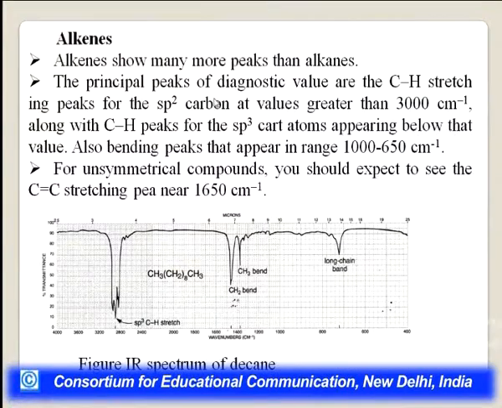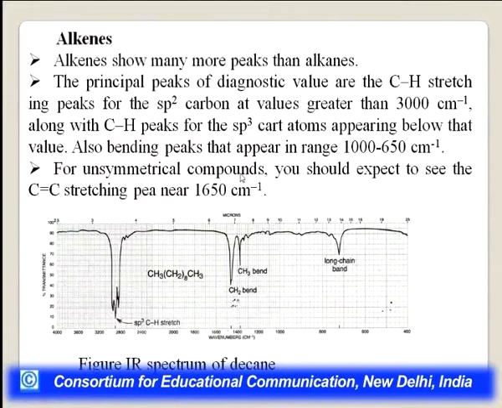Next hydrocarbon is alkenes. What is an alkene? Nothing but carbon double bond carbon. Alkenes show many more peaks than alkanes. The principal peaks of diagnostic value are CH stretching peaks for sp2 carbon. When we talk about alkenes, the hybridization will be sp2. So we have to look for sp2 CH at values greater than 3000, along with carbon hydrogen peaks for tetrahedral, or sp3, carbon atoms appearing below that value. Also bending peaks appear in the range 1000 to 650 centimeter inverse.